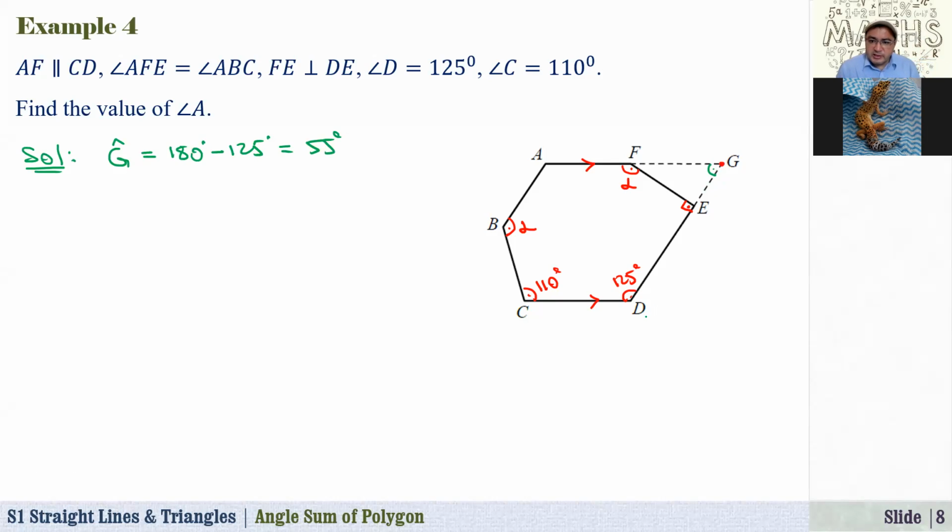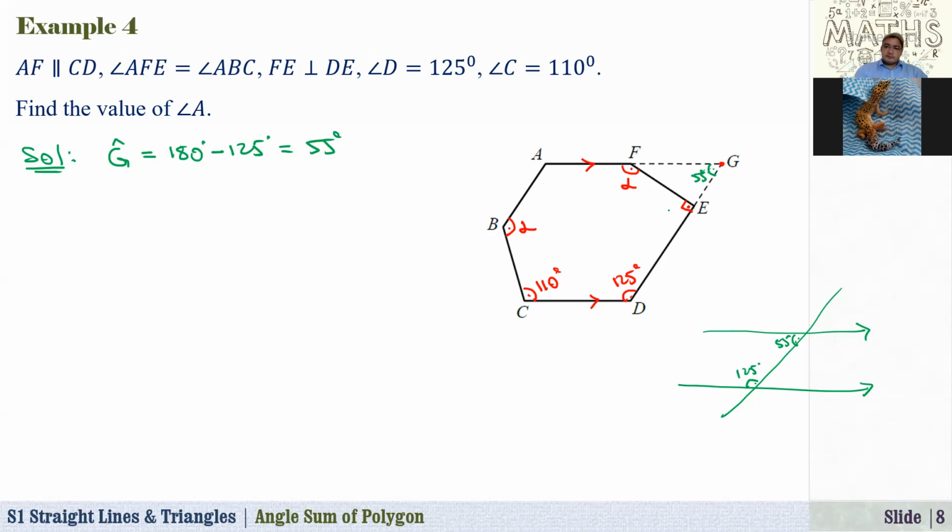Why? Because here DG is just transversing AF and CD. AF and CD are parallel lines. If you remember, if you draw a line across parallel lines, the sum of the interior angles is equal to 180. So if this angle is 125, this angle should be 55. So that's why angle G is equal to 55 degrees.